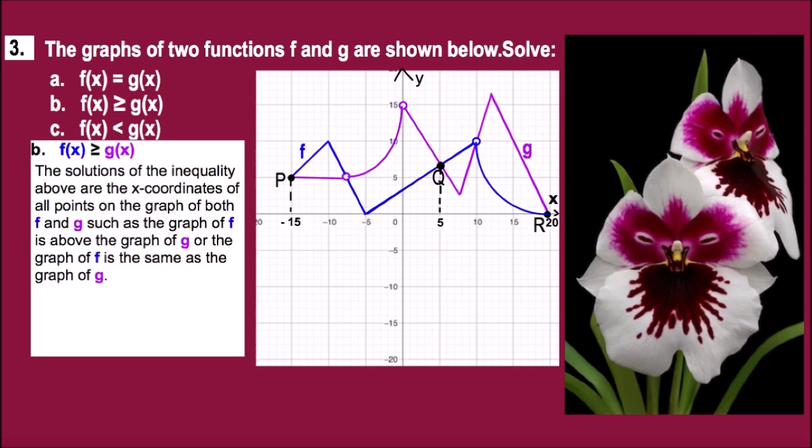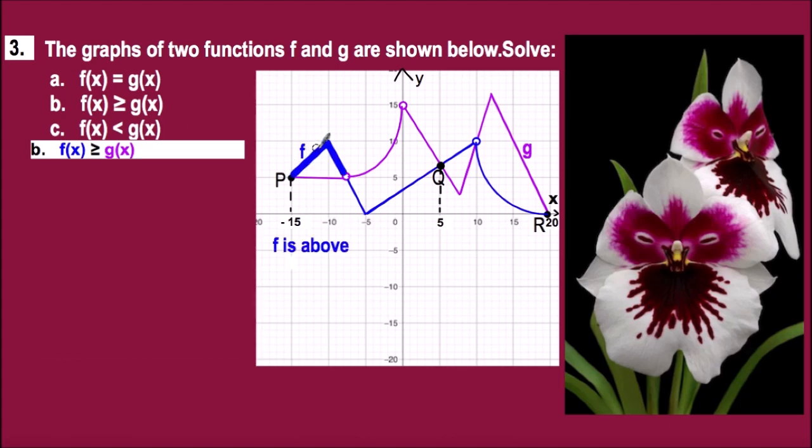Part B, f of x is greater or equal to g of x. The solutions of the inequality above are the x-coordinates of all points on the graph of both f and g, such as the graph of f is above the graph of g, or the graph of f is the same as the graph of g. F is above, then f is under for this section, f is above again, and then under g.